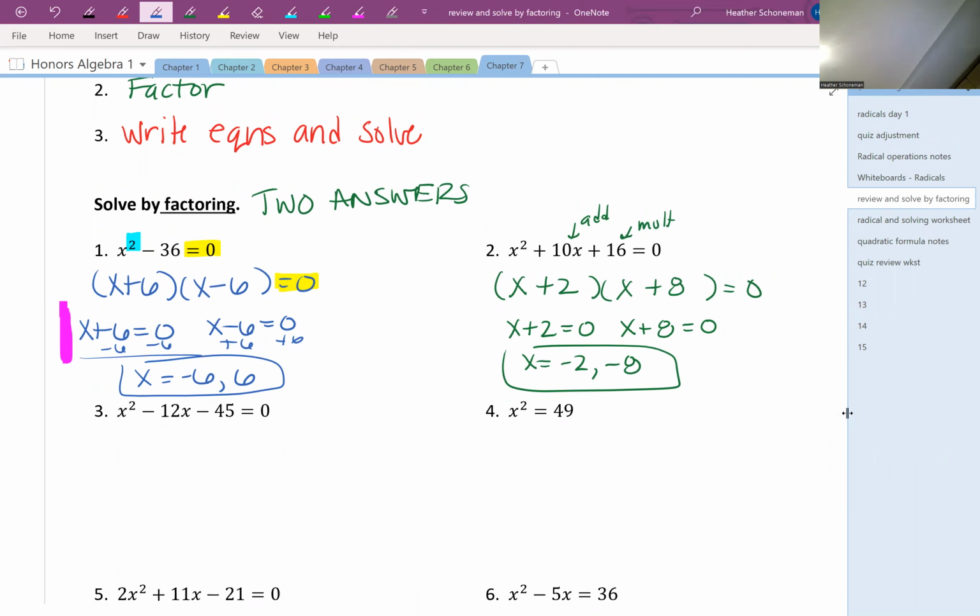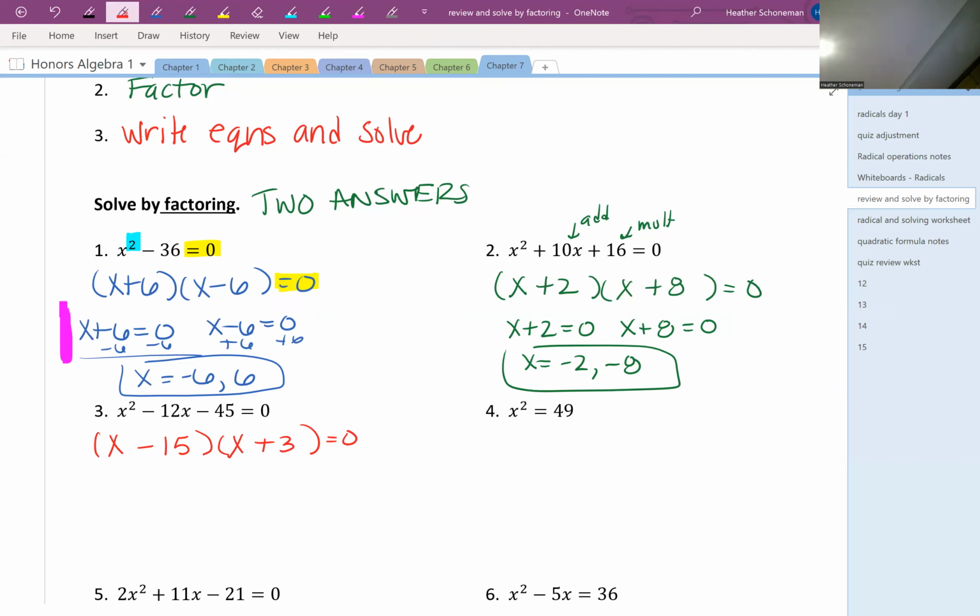Okay, let's try number 3. Number 3, it's set equal to 0. Step 2, factor. So I'm going to go straight to my 2 parentheses because it's a trinomial with the leading coefficient of 1. Looking for 2 numbers that multiply to 45 and add to 12. Well, 1 and 45 definitely doesn't work. 9 and 5 you probably think of a lot, but 9 and 5 doesn't work. But it is divisible by 15. 15 and 3 would work.